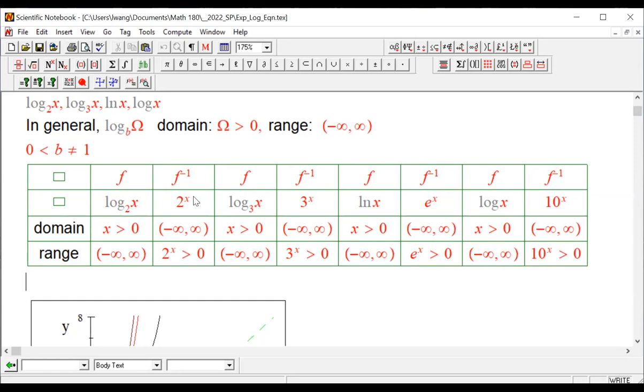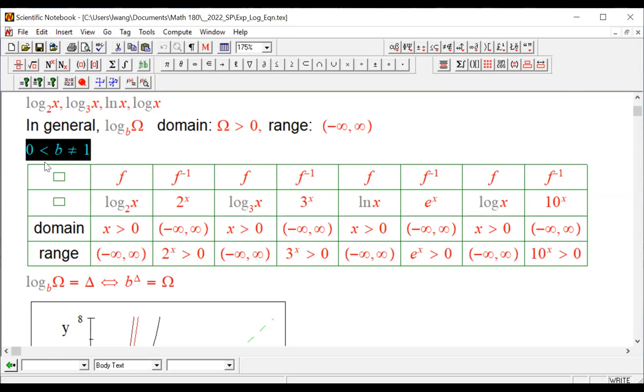From the general form of log base b of omega equals triangle, we are heading towards the definition. So b raised to the power triangle is equal to omega. And of course, all the bases we're considering are going to be larger than 0 and not equal to 1.